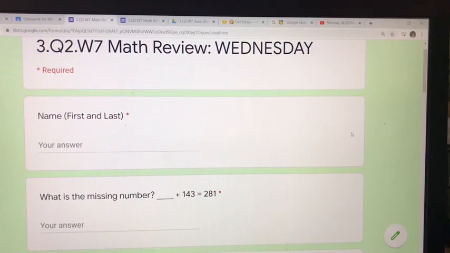It's Wednesday, April 22nd, so it's Wednesday math columns. Please make sure you put your first and last name on the form so that when you submit it to me, you get credit for it.